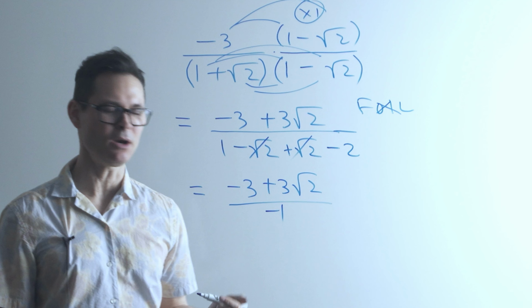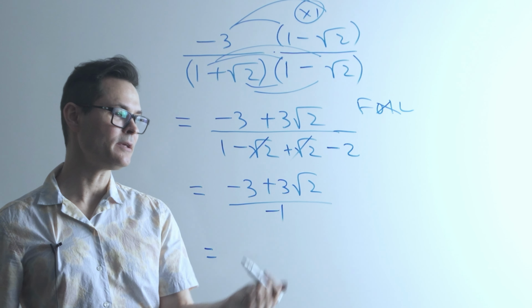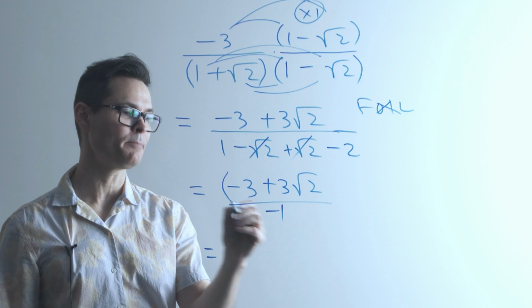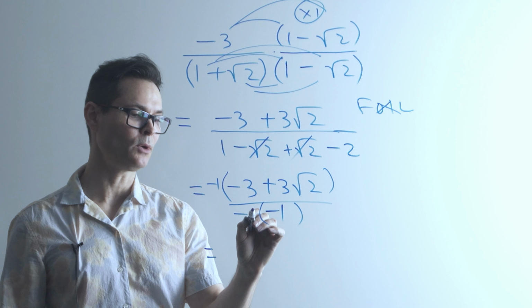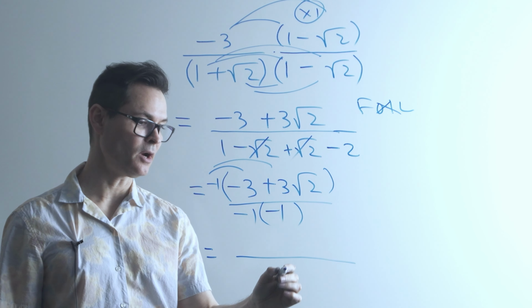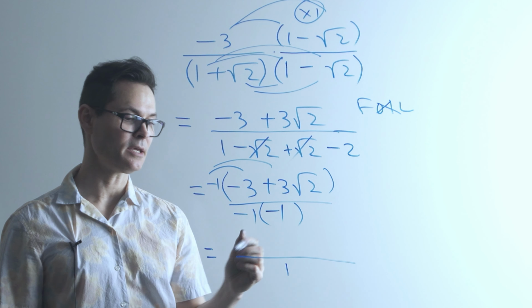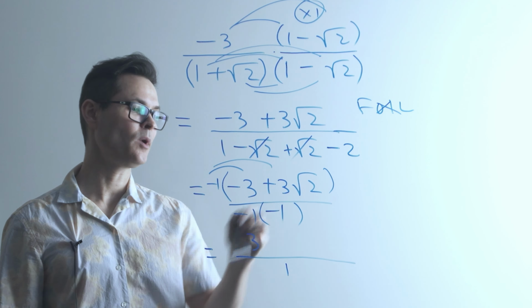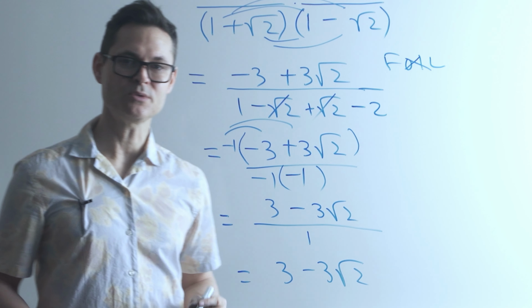We don't like to leave denominators as negative. It's not the worst thing to do, but we don't like that. So you can simply multiply everything by negative 1 upstairs and down. So multiply by negative 1, multiply by negative 1. The negative 1 gets brought through. The denominator is now just 1. Negative 1 times negative 3 is 3. Negative 1 times positive 3 root 2 is negative 3 root 2. Or just simply 3 minus 3 root 2.